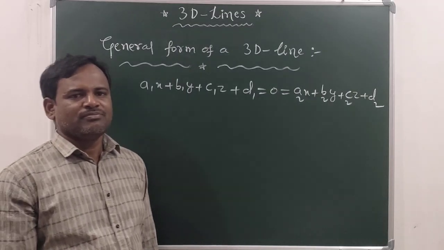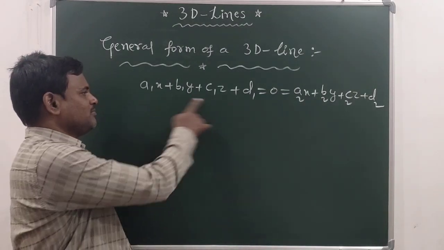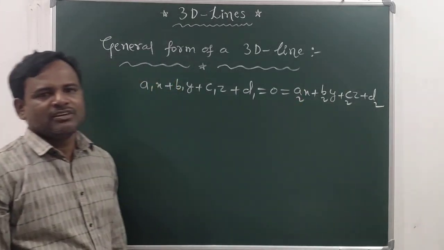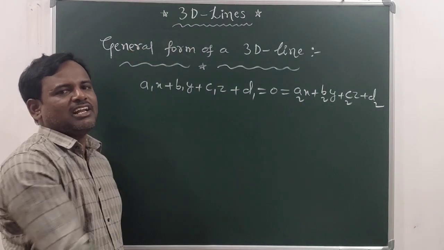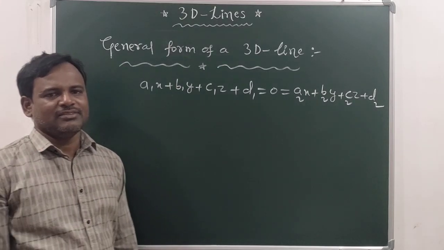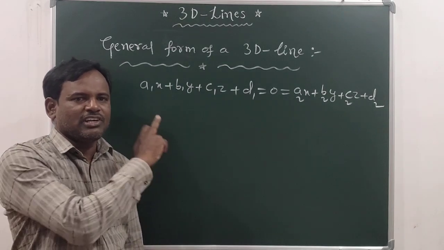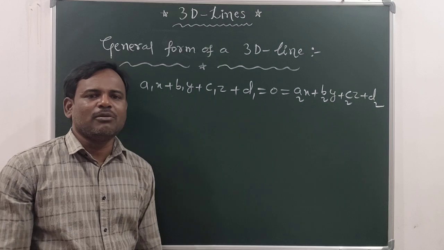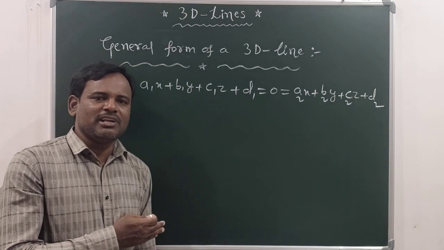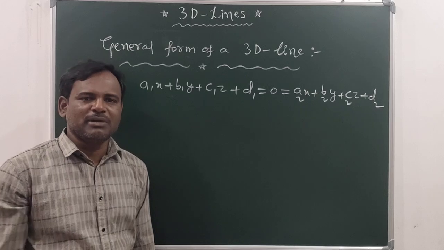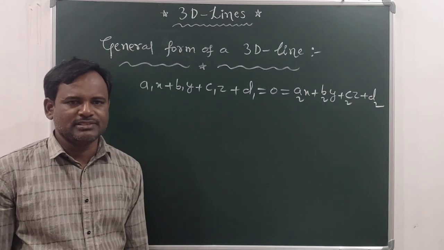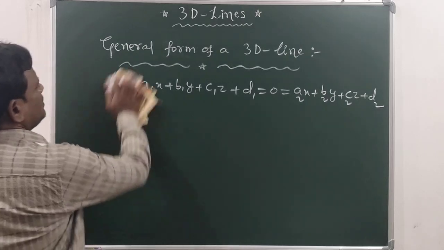You know the equation of a plane. This is one plane equation, this is one more plane equation, which intersect along a line. So that is a 3D line. It is the unsymmetrical form of a 3D line. How to convert this unsymmetrical form of a 3D line into the symmetrical form? I will tell you after some conceptual points. See next.